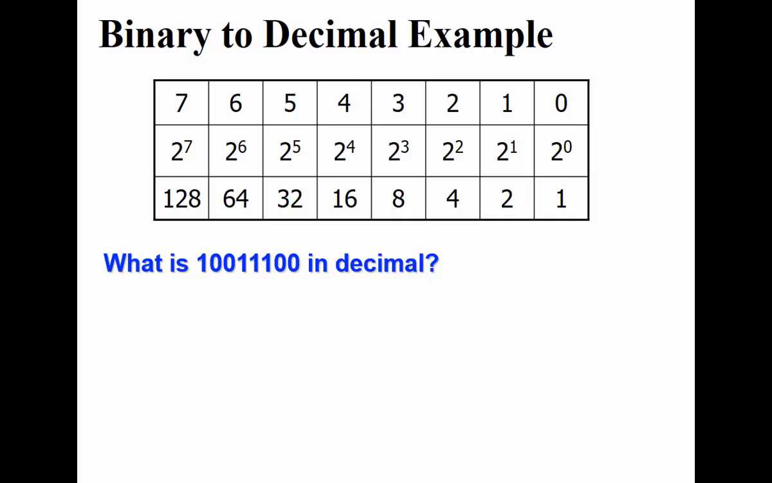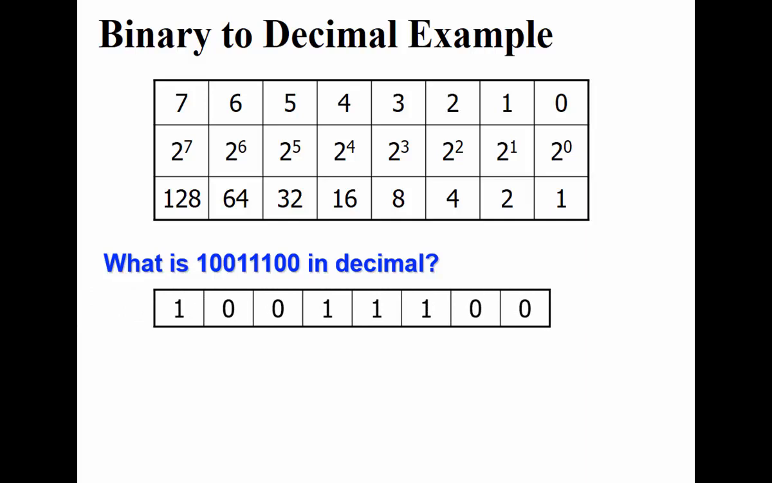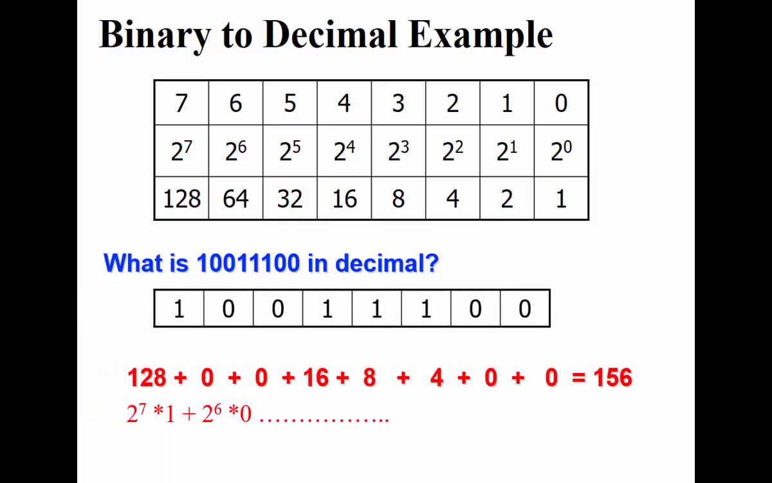We start: 0 times 1, 0 times 2, 1 times 4, plus 1 times 8, 1 times 16, 0, 0, then 1 times 128. So we apply the weight system until we get 156. Did you cover binary in the previous course? You covered that, yeah? Just to remind you then.